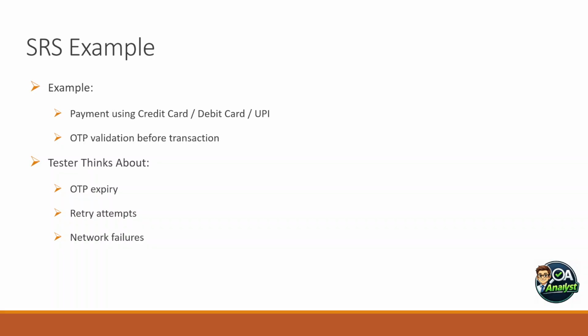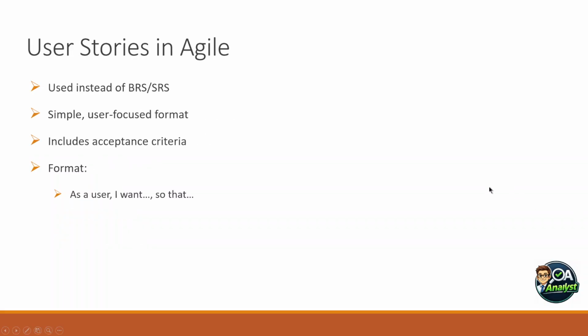In agile projects, requirements are mostly written in user stories, not BRS or SRS. The user story is written in a very simple format, such as: as a user, I want to do something so that I can do something. Let us look at an example. The user story is: as a registered user, I want to reset my password so that I can access my account again.